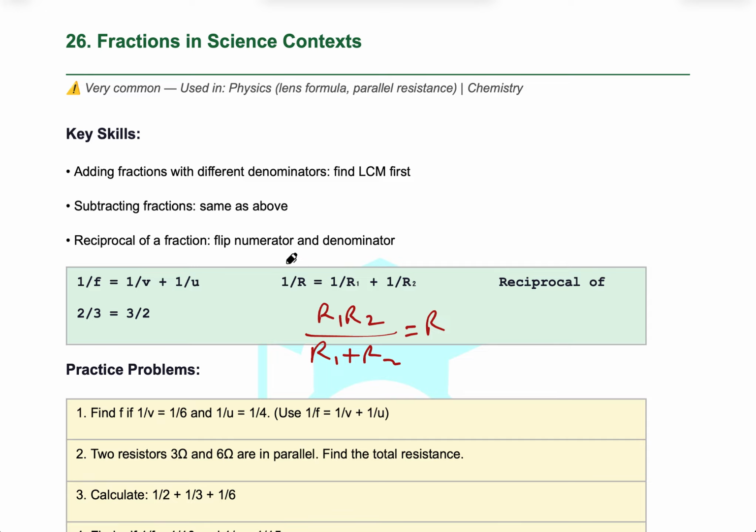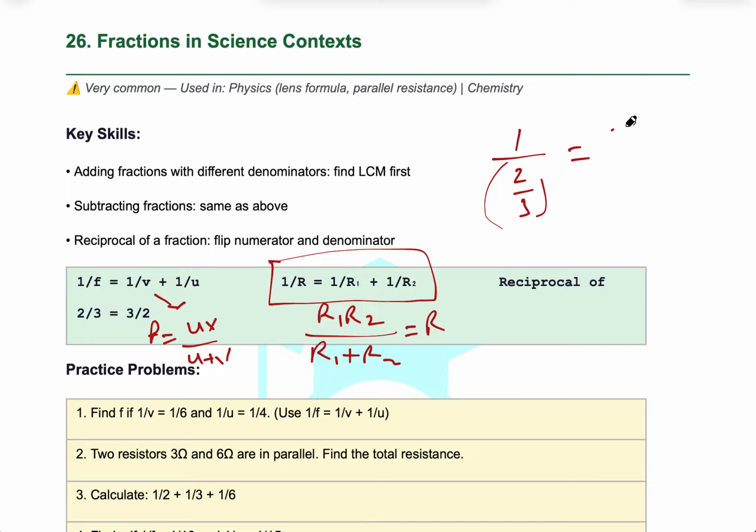So this is going to be your r in this situation. If you're solving for r in this particular situation, you're going to have r1 r2 over r1 plus r2. So that means that if you're solving for f in this place as well, that will be uv divided by what? u plus v. And you need to understand the reciprocal of a fraction. Like if you are doing 1 over 2 over 3, what does it mean? It simply means 3 over 2. But it is different from 1 over 2 divided by 3. So this is the actual fraction, and this one you are dividing by 3. Whenever you have this, it will be 1 over 2 times 3, and that will be what?